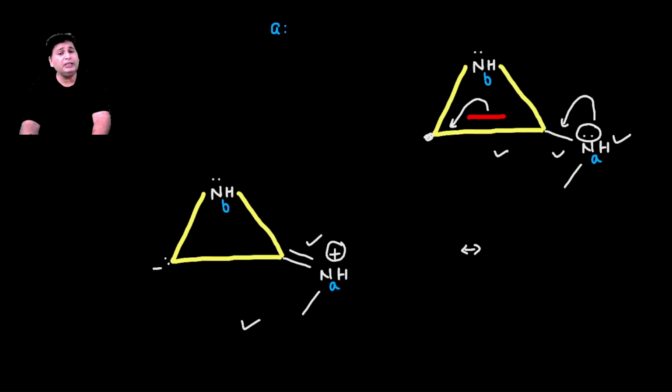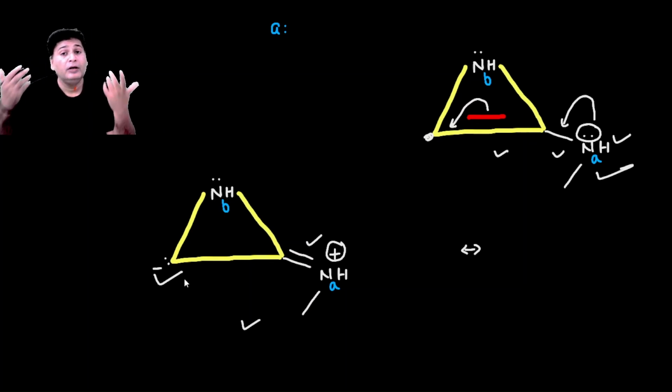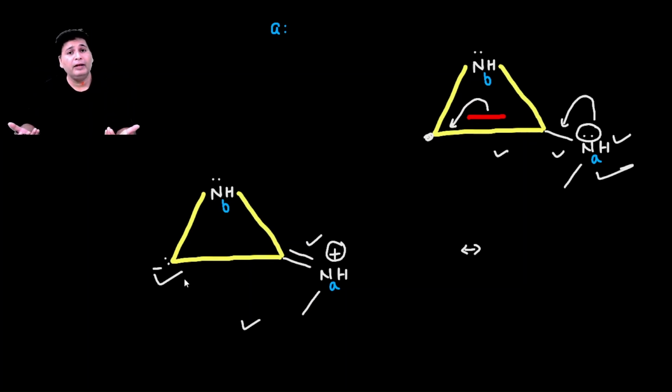Now once you see this, you can believe that the lone pair was not localized and it got delocalized over two atoms. Which are those two atoms? On this atom and this atom. So the lone pair is spread, and the extent of its spread, as you can see, is on two atoms.